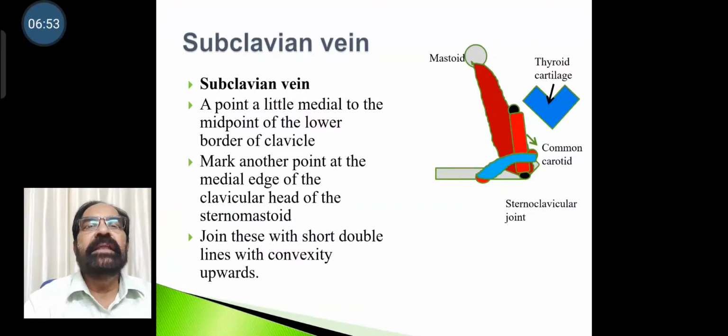Then we go to subclavian vein. To surface mark the subclavian vein, a point a little medial to midpoint of lower border of clavicle. Another point at the medial edge of clavicular head of sternomastoid. Join these with a short double line with convexity upwards, as shown in the picture. So this represents subclavian vein.